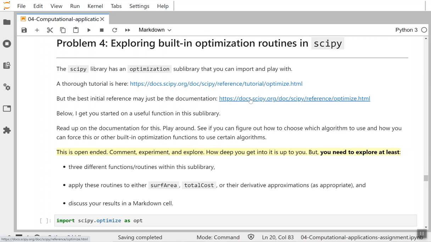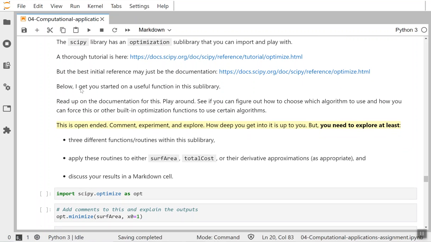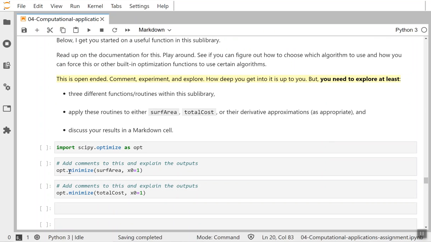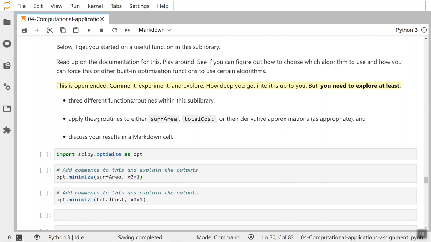I suggest that you spend 20 to 30 minutes looking through these links and starting to play around with it on your own. Below, I get you started on a useful function in this optimization sublibrary. You should read up on the documentation for this function. It is the minimize function. I want you to play around, see if you can figure out how to choose which algorithm to use, and how you can force this or other built-in optimization functions to use certain algorithms. Basically, this minimize function is like a wrapper function around other algorithms, much like how you built a wrapper function for your root finding module.